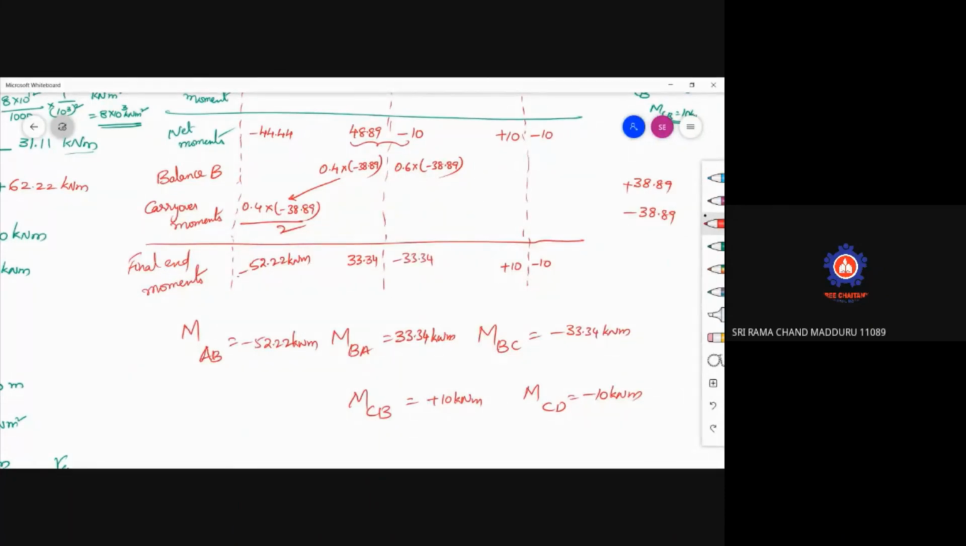So now you people have to try with your shear force diagram as well as bending moment diagram. So try to draw the shear force diagram and bending moment diagram.